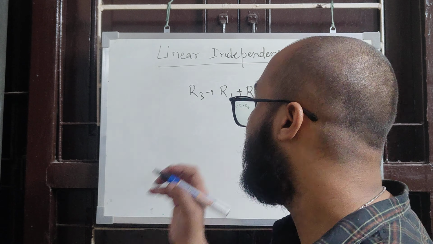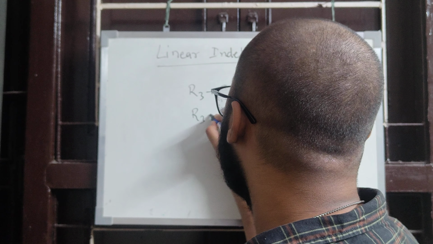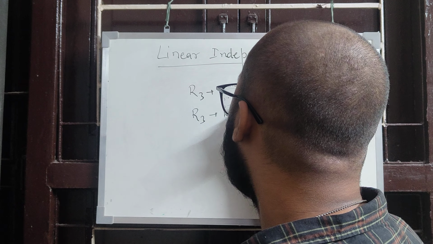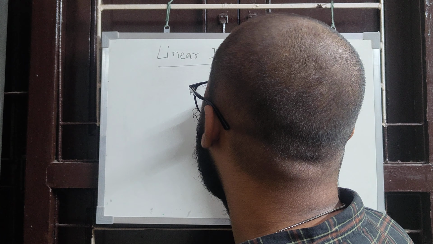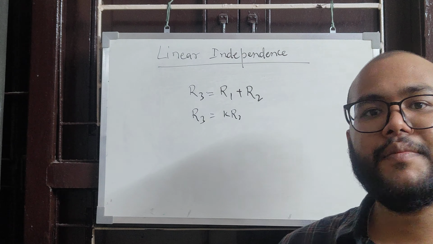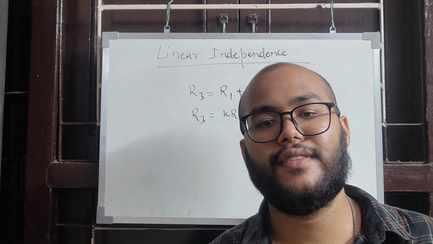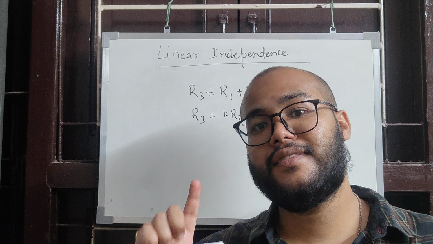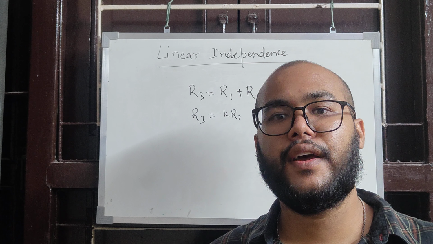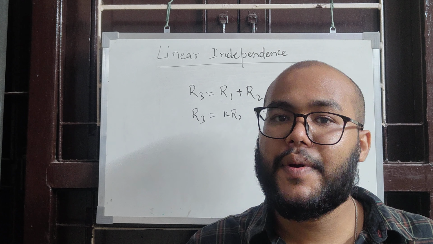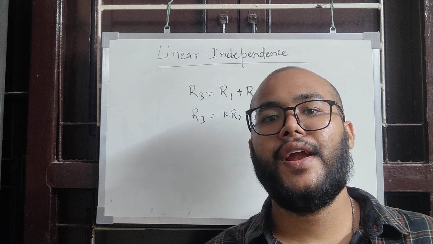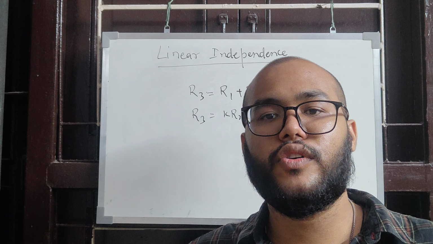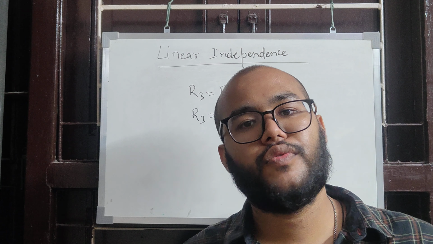Similarly, if row 3 is some k times R2, then also row 3 is dependent on R2. So this is linear dependence. We have to remove linear dependency to find rank of matrix. We always try to find linear independent rows or columns to find rank.